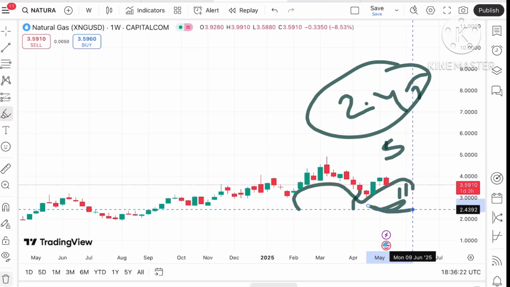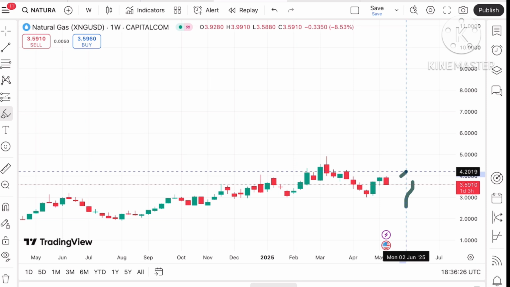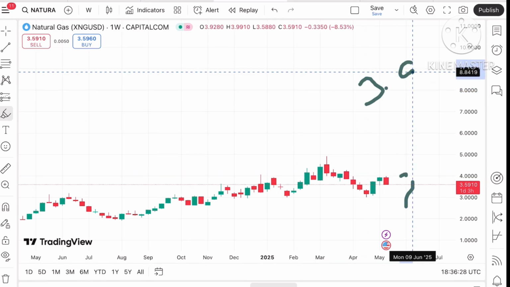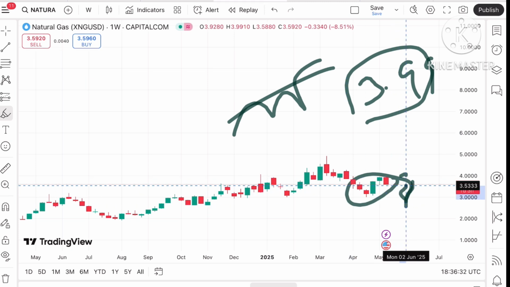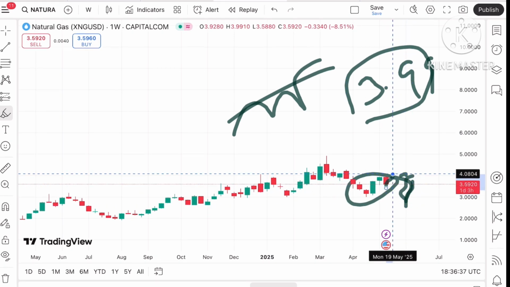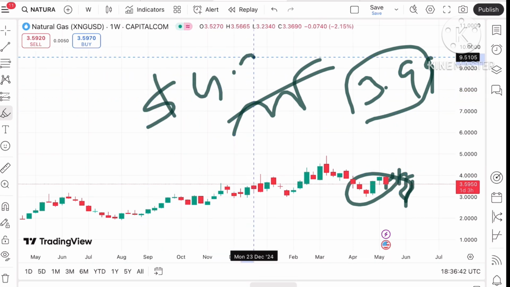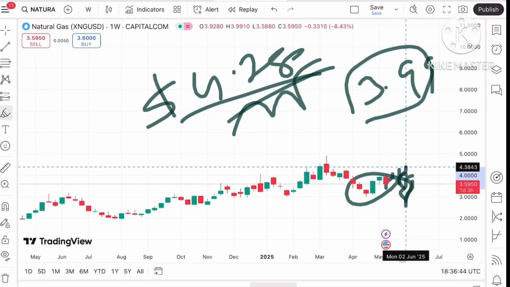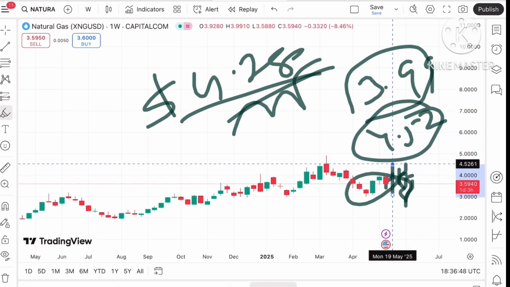But suppose it started forming a swing, it can touch a level of 3.7 and from there it will move above a level of 3.99, and that level is already being tested, so we can see the price will go further upside and touch a level of around $4. If the price sustains above $4, there is a chance of touching a level of $4.28, and if it started going above this level, the probability of going towards 4.21 we can see, and then a further upside will be there.